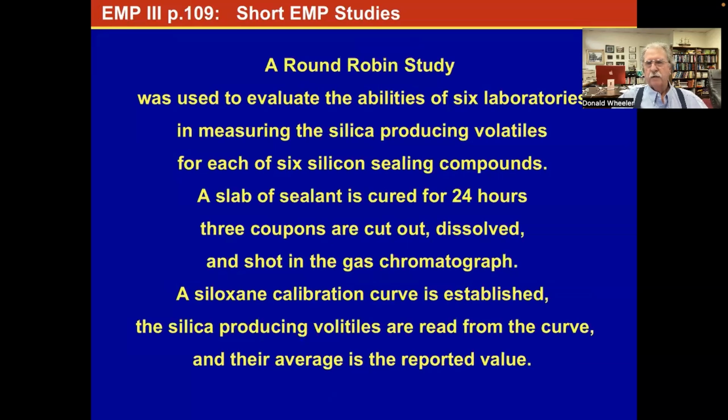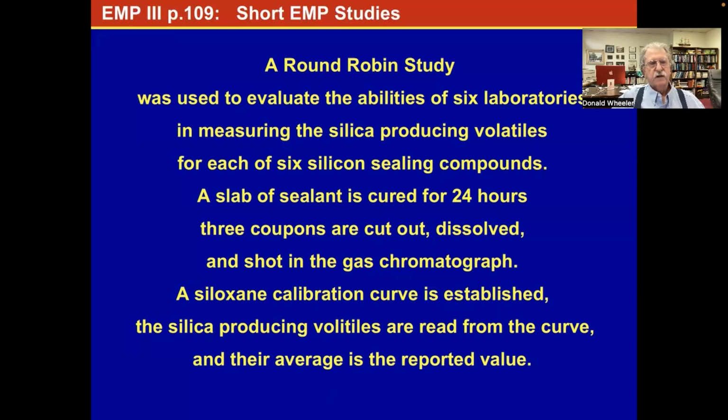They're all silicon, but they all have different curing systems. And the different curing systems give off different volatiles. And if the volatiles contain silica, then the silica will foul the engine oxygen sensor and the car won't run. So it's important to know about the silica-producing volatiles for the sealant you're putting in the engine.